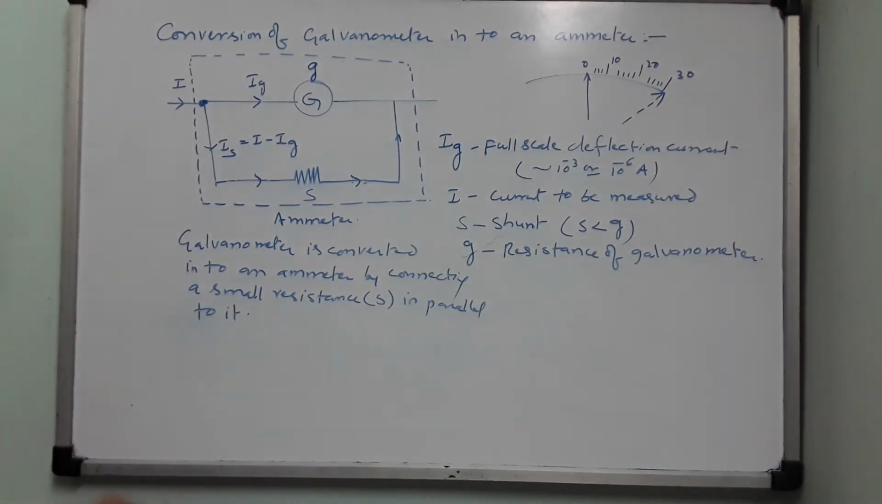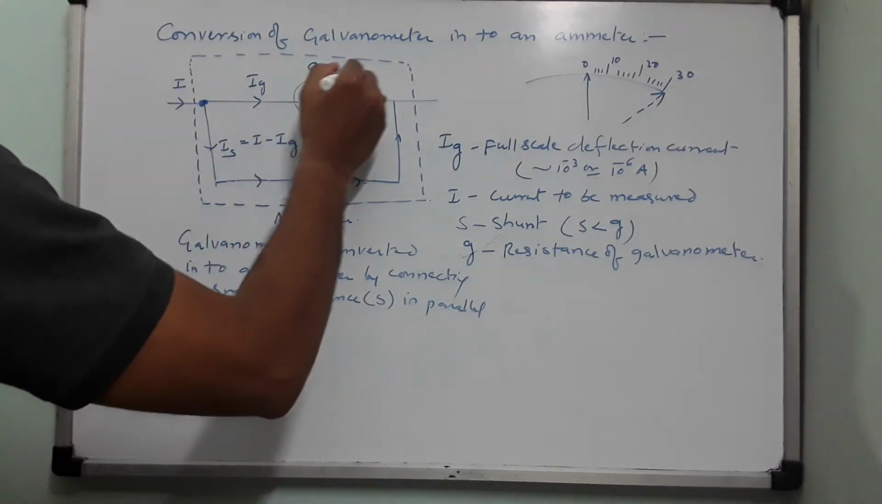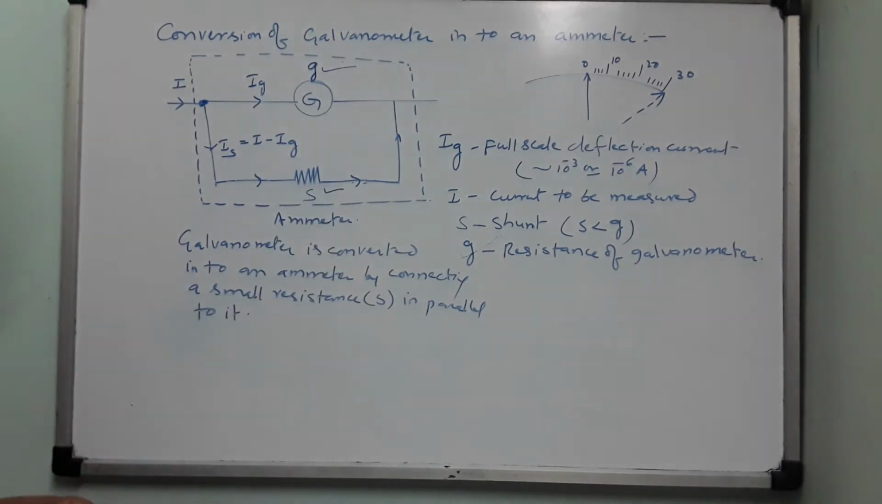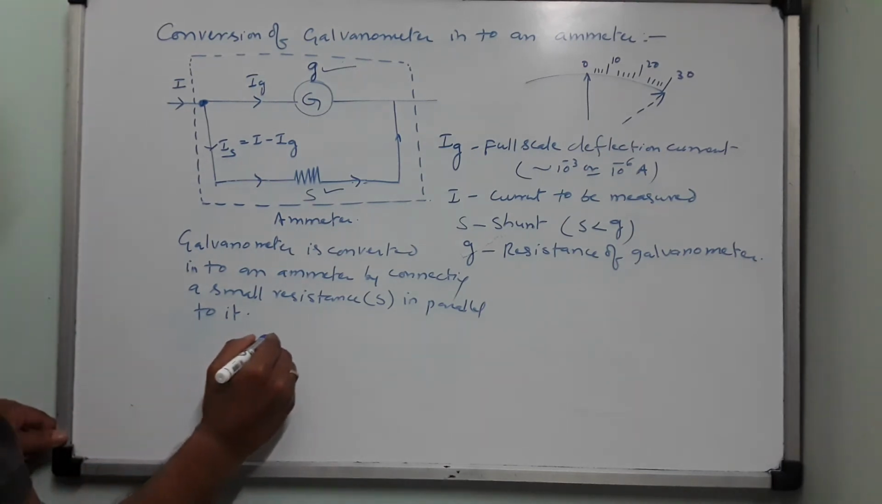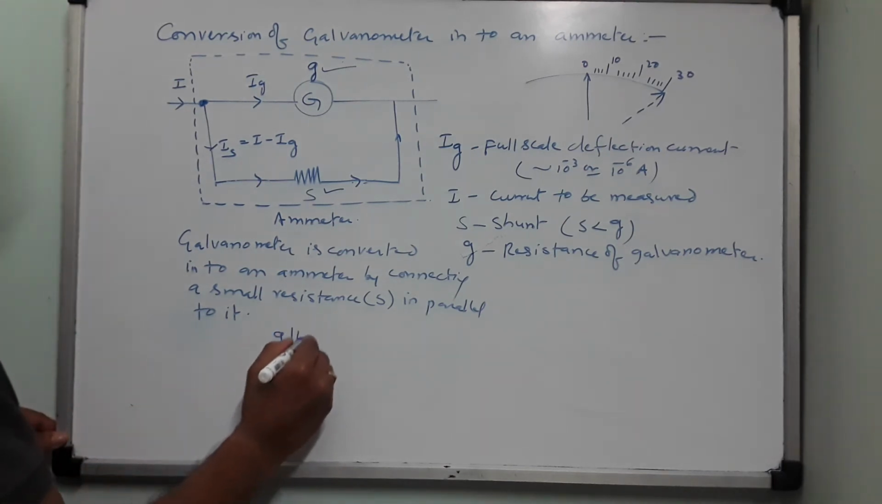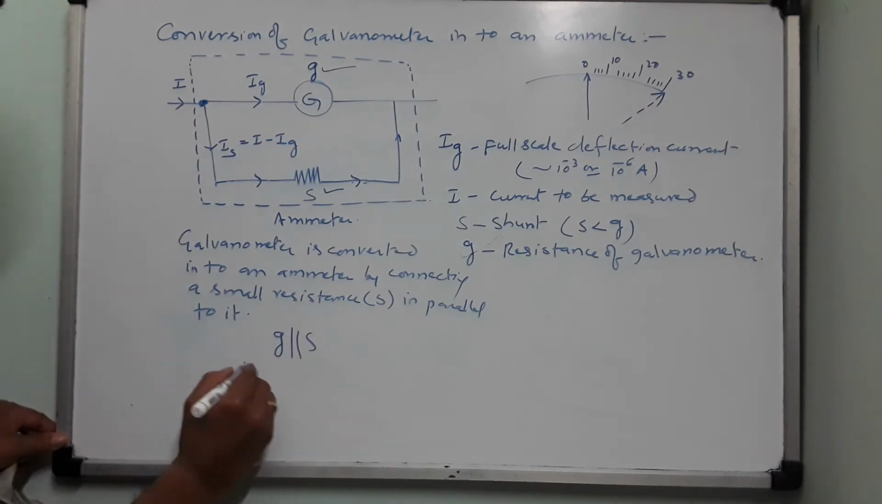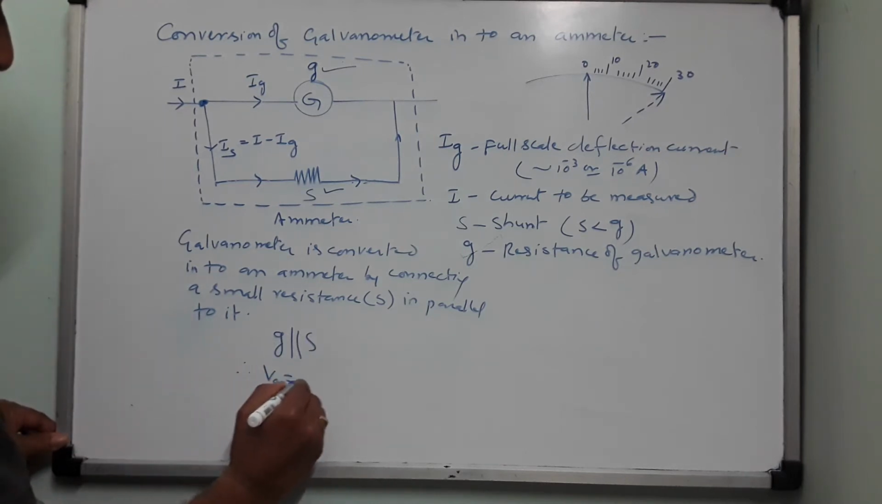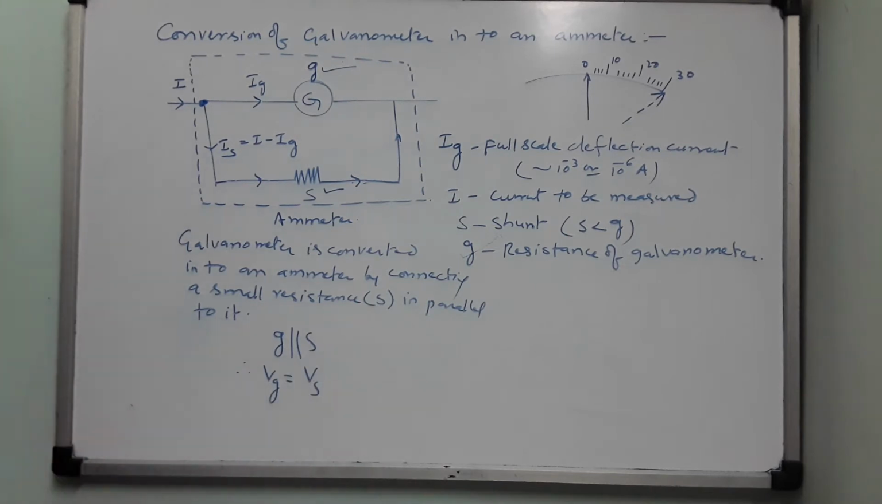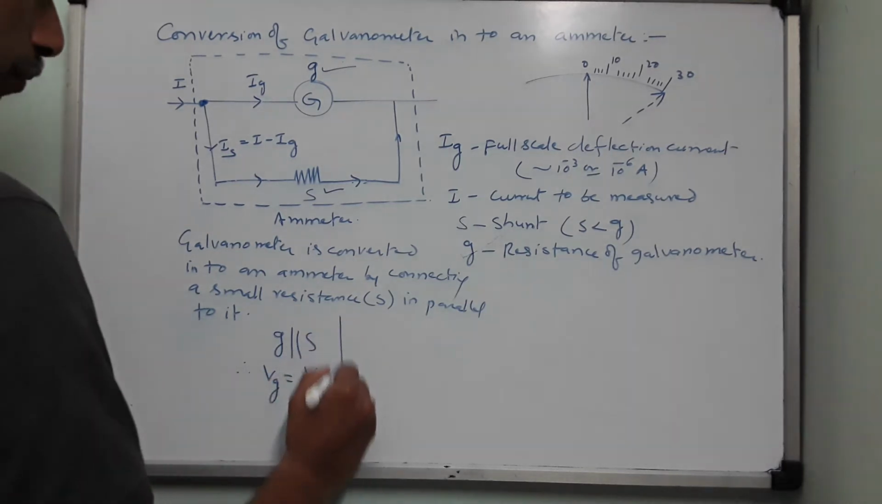Now from the theoretical part you can see that the resistance G and the resistance S are in parallel. So therefore the potential difference across them should be what? Same. So G is parallel to S. Therefore, potential difference across galvanometer must be equal to potential difference across shunt. When resistors are in parallel, potential difference will be the same. This you have learned in current electricity. So this step we take forward.